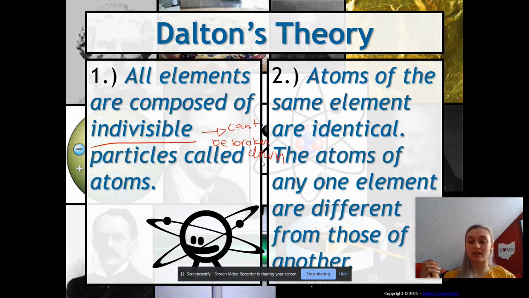Because he's just saying that if we have 10 oxygen atoms, they're all going to be the same. But those oxygen atoms are going to be different from something like helium. But those helium atoms are all going to be the same. Okay?